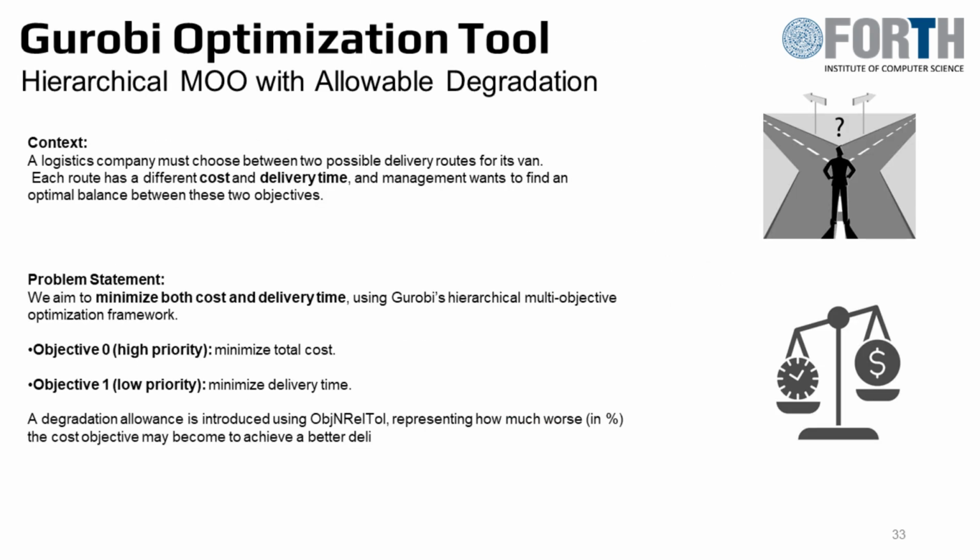Let's now discuss a concrete use case from the logistics domain. Consider a company choosing between delivery routes. Each route has a cost and a delivery time. We define two objectives. Objective 0, with higher priority, minimize cost. Objective 1, with lower priority, minimize delivery time. We introduce degradation using the obj-n-reltol parameter, stating how much worse the higher priority objective is allowed to become when optimizing the next objective. This way, instead of rigid lexicographic optimization, we introduce flexibility.